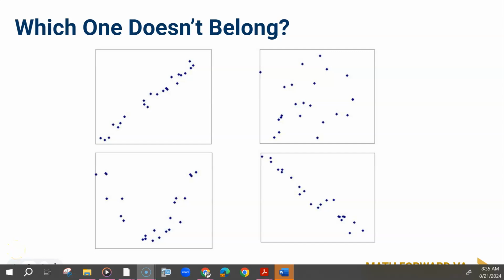Which one do we think does not belong, Maddie? 2. Why? Because the other ones could form some sort of line, but 2 just looks scattered. Okay, it's more scattered. Anyone else have that same thought? Okay. Jazzy. This one? Why?